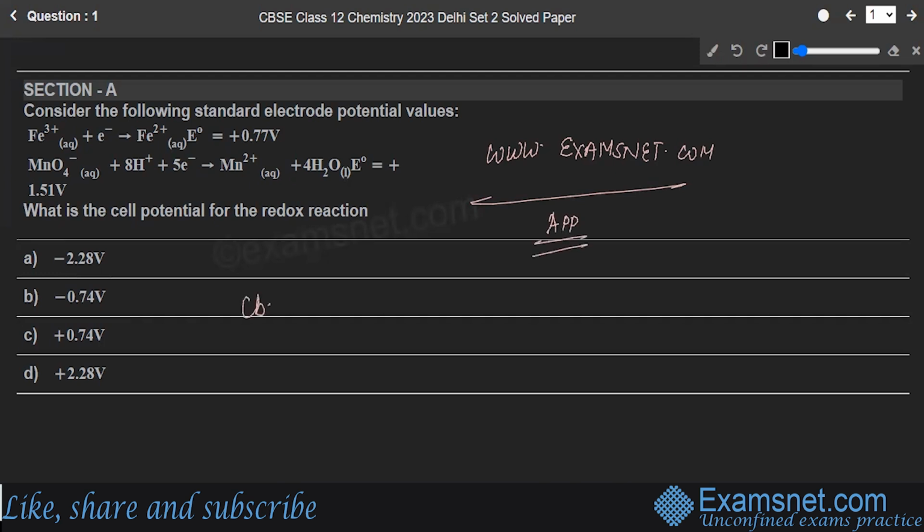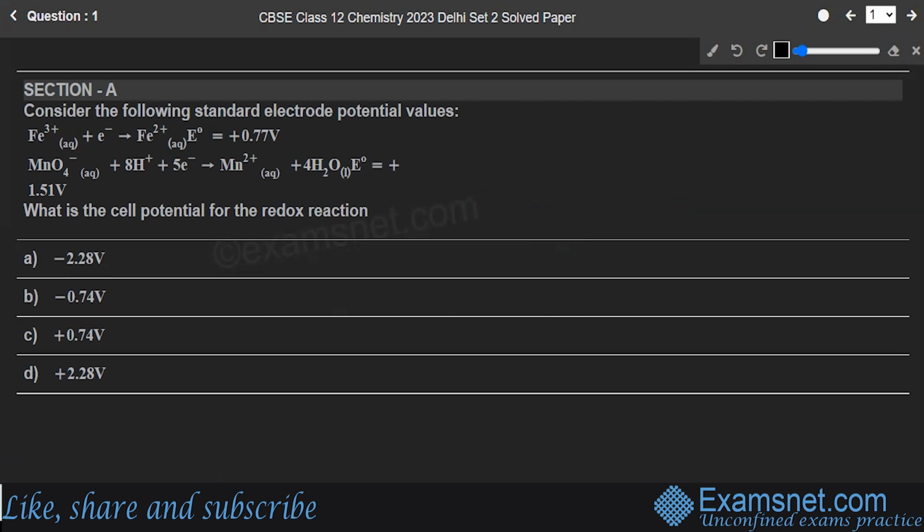Today, we'll be solving the CBSE Class 12 Delhi Set 2 chemistry paper. Set 1 has already been solved and uploaded, so please check that out. This Set 2 is in continuation with Set 1 only. A very best of luck. Here we start with the very first question.